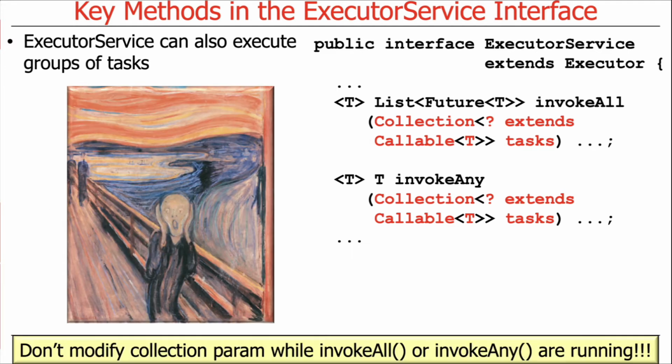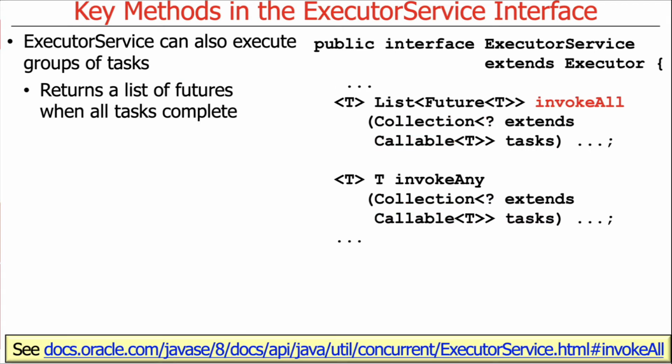By the way, if you pass in collections, don't modify the collections while invokeAll or invokeAny are running, because chaos and insanity will ensue. And that's because of the pass by reference nature of parameter passing in Java. If you're familiar with C++, most of C++ and the standard template library and other classes that are defined according to its principles do pass by value. But with Java, it's passed by reference. So you're passing a reference to something, and so if you modify it, then crazy things will happen.